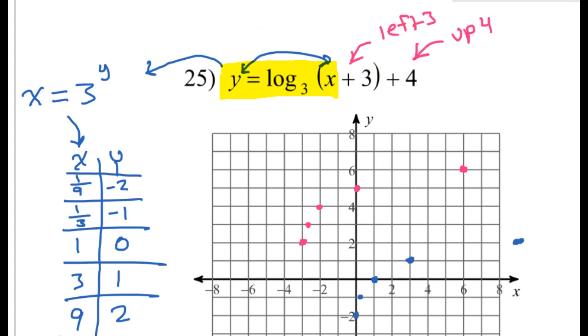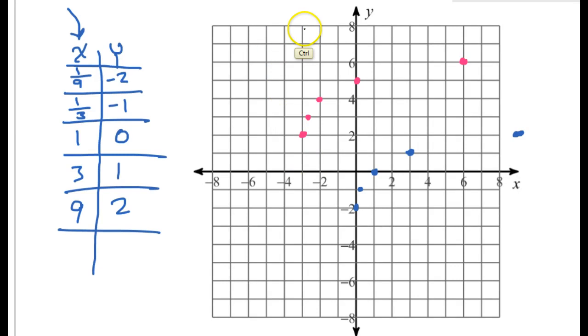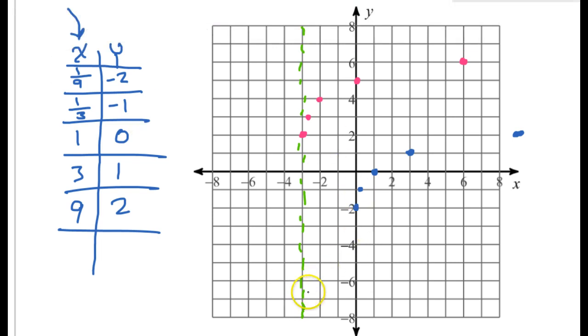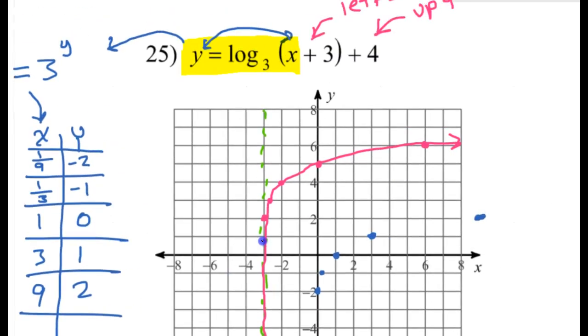Now, this shift to the left has moved my vertical asymptote. So my new vertical asymptote is here at -3. It's really hard to do this. You get the idea. All right, so when I do the graph, it should look something like this. Okay, and that's what the graph looks like.